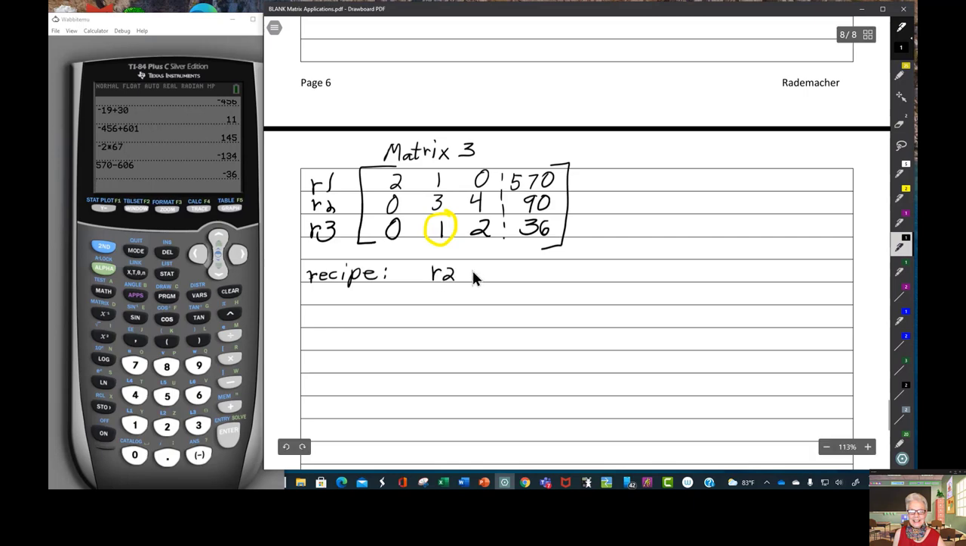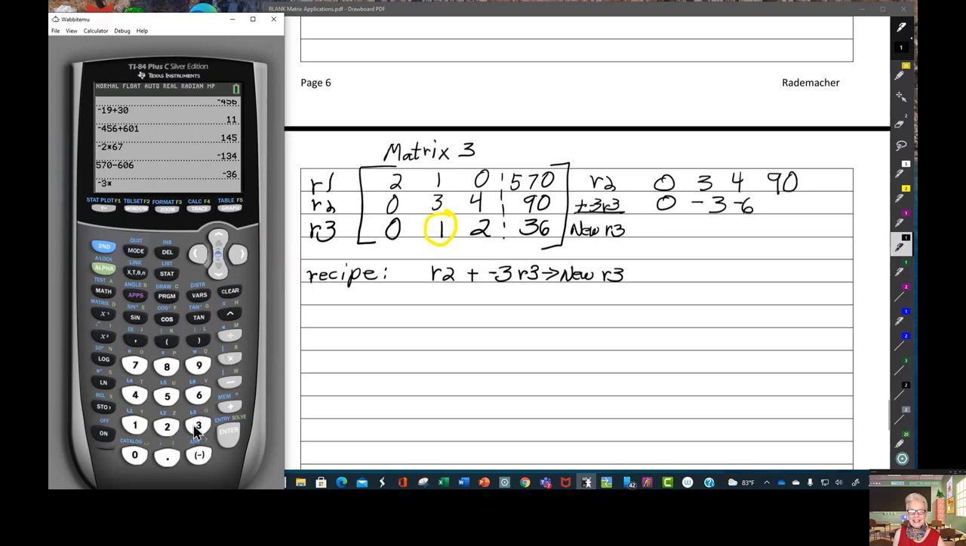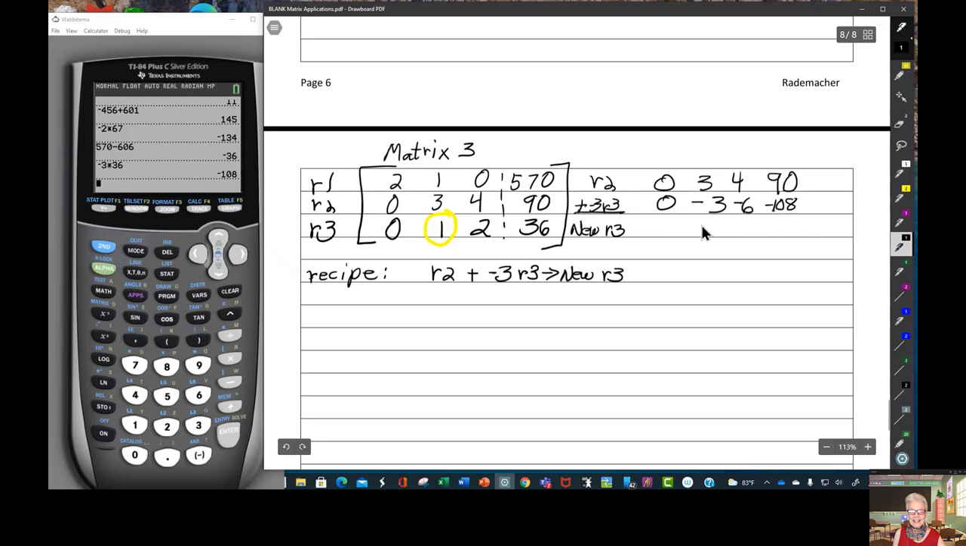Okay, I'm going to take row 2 and add it to negative 3 times row 3. And that will give me a new row 3. So here we go. Row 2 plus negative 3 row 3 will give me new row 3. Let's see what happens. 0, 3, 4, 90. And 0. Negative 3 times 1 is negative 3. Negative 3 times 2 is negative 6. Negative 3 times 36 is negative 108.